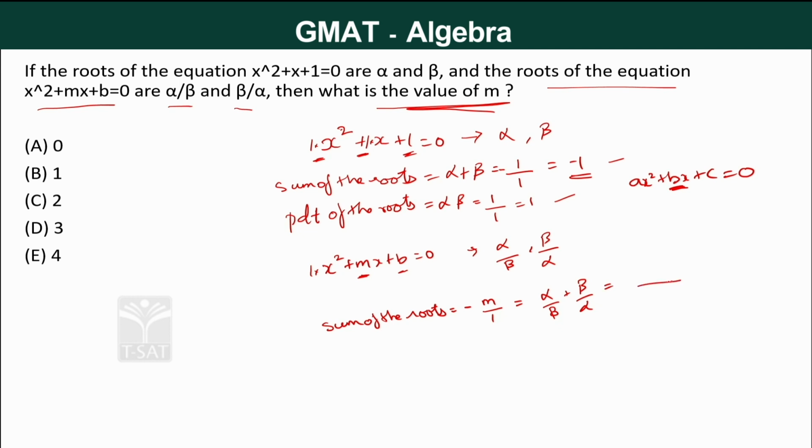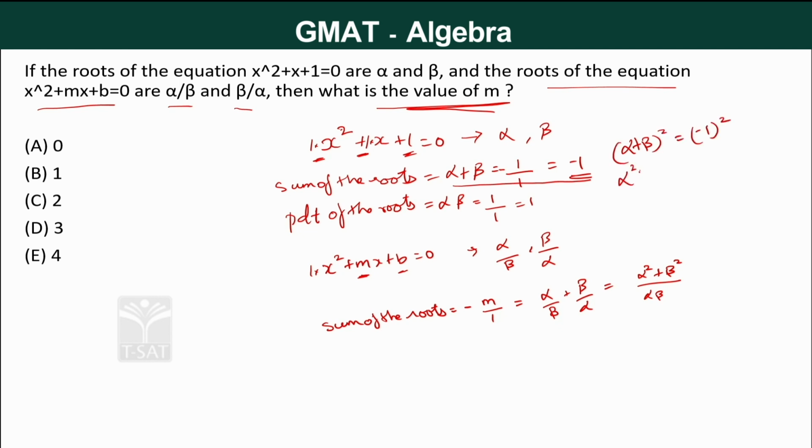If you take LCM as alpha beta, you will get alpha square plus beta square in the numerator. So, here you know alpha plus beta, you know alpha beta, but you do not know alpha square plus beta square. So, let us try solving it from there. When you square this equation on both sides, you will get alpha plus beta whole square is equals to minus 1 whole square.